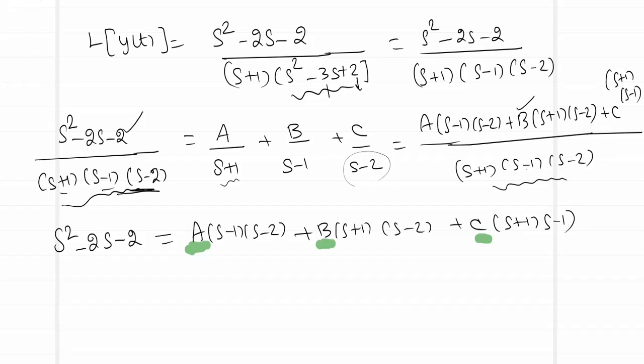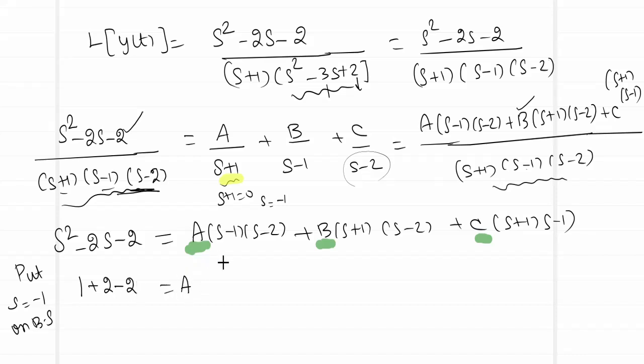What you will have to do for the first factor? In the first factor, I will take s plus 1 equated to 0. When I equate s plus 1 to 0, what will happen? I will have s equal to minus 1. So put s equal to minus 1 on both sides of the equation. So this becomes minus 1 the whole square, so it is 1. Minus 2 into minus 1, so plus 2. And this becomes minus 2.